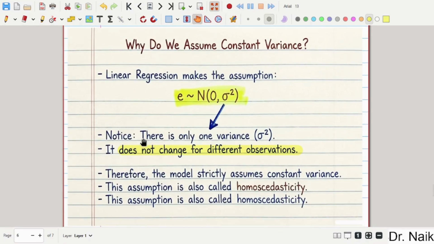We know that linear regression makes the assumption that E follows the normal distribution with mean equal to 0 and variance sigma square. This is only one variance. There is only one variance, sigma square. It does not change for different observations. Therefore, the model strictly assumes the constant variance.